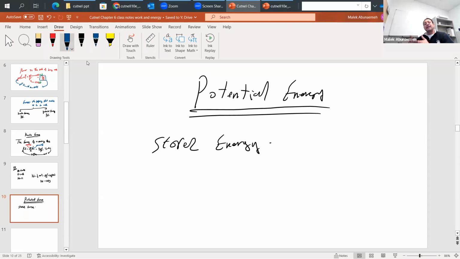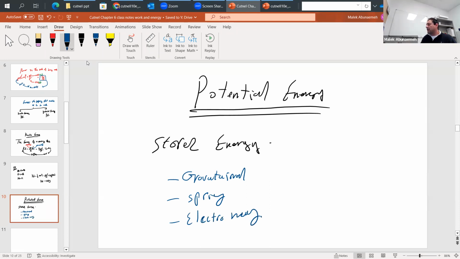Given the right circumstances, it has the potential to do something. Now, for examples, you have your gravitational, your spring, your electromagnetic, etc. That's all your potential energy.